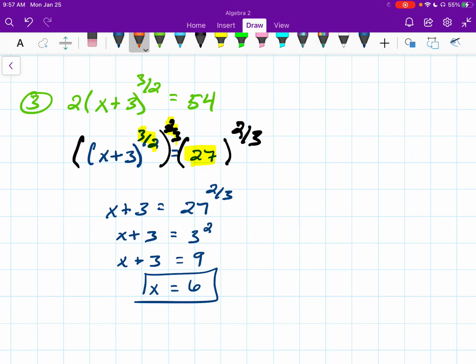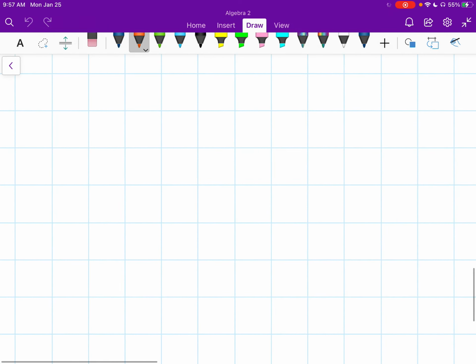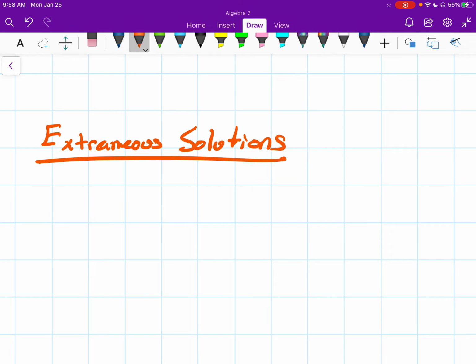All right. Next up, we have a new idea. Sometimes whenever we square or we root equations, we end up ruining part of the equation. And it's not really ruined, but we get extraneous solutions. We get solutions that don't actually work. Extraneous solutions.